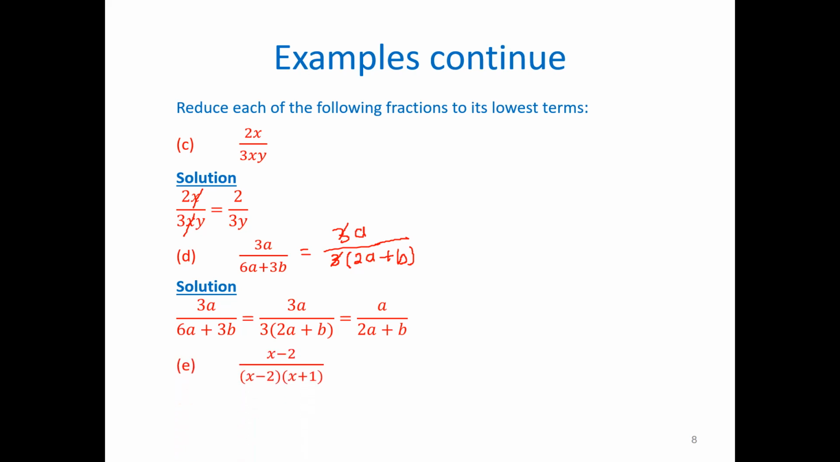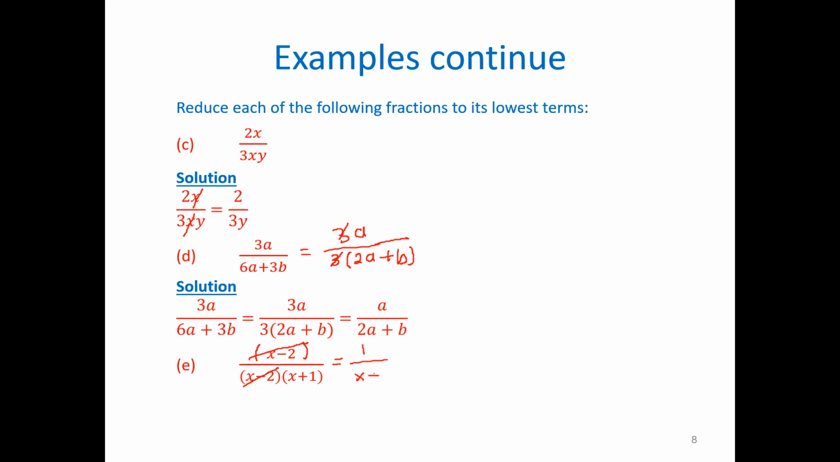Another example here is (x minus 2) divided by (x minus 2) in a bracket multiplied by (x plus 1) in bracket. In this case, we can add a bracket to the numerator like this. No harm in doing that. And then you can see this bracket as one term, this bracket as another term multiplied by another bracket. So in this case, we can cancel the whole bracket in the numerator with the whole bracket in the denominator. And the answer will be here 1 over x plus 1.